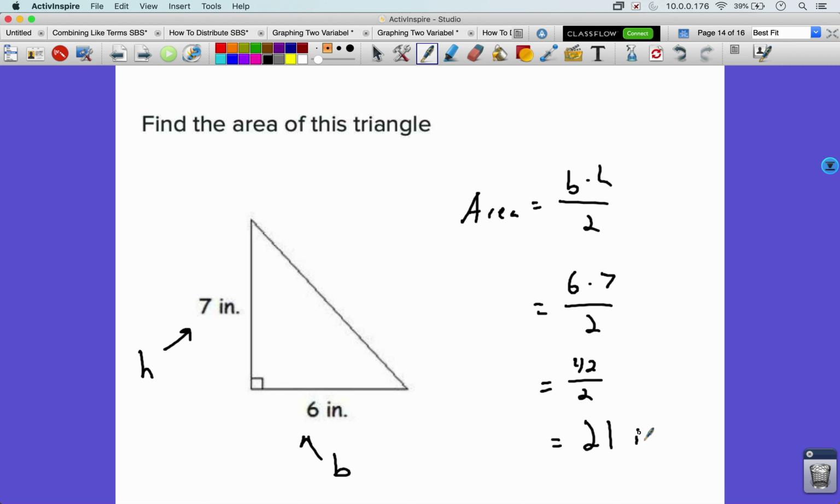And now we'll bring inches back in the form of square inches, which should make sense because if we extended this over and made it into a rectangle, then it would be a 6 by 7, 42-inch rectangle, and we're only keeping half of it over here.